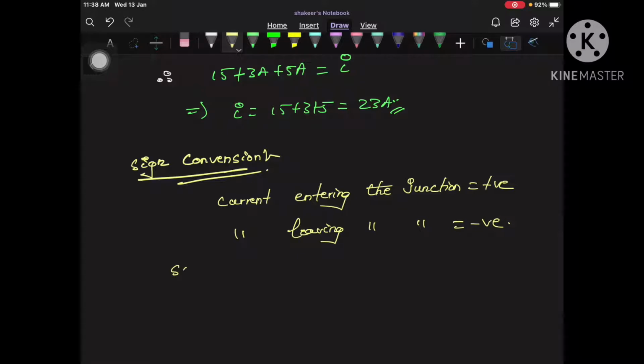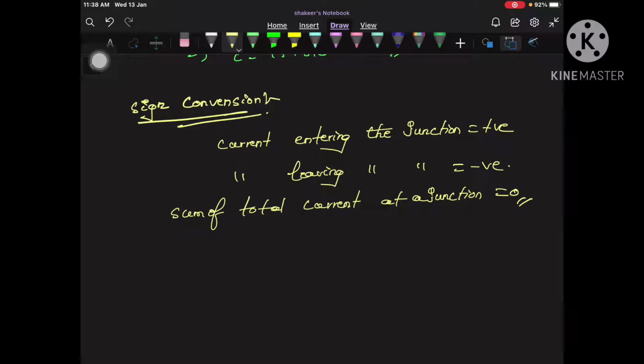So what I can write is that the sum of total currents at a junction should be equal to 0. What is the reason? Because some of the currents are positive and some of the currents are negative. So definitely the total sum of currents at a junction should be equal to 0. Or in another way, if I don't know the directions of current, for example consider this is one junction, here the current is I, here the current is I1, this is current I2, and this one is current I3.